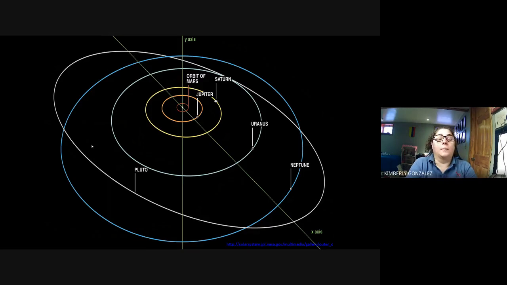Also looking at this, you'll notice that this is part of the reason why Pluto is no longer an official planet. Because one of the requirements in order to be an official planet is that you are not influenced by any other orbits around you besides the gravitational pull of the sun. Notice how Pluto's orbit actually overlaps Neptune's.